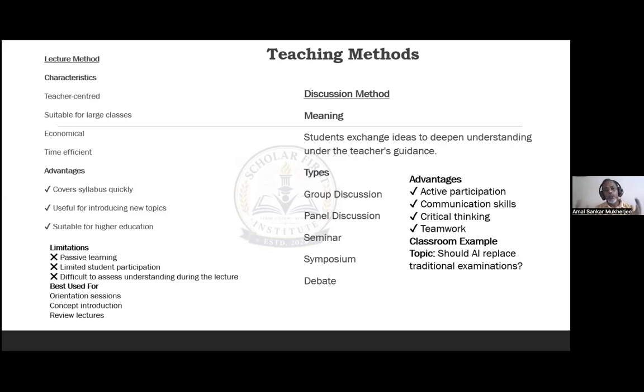Then students will do group discussions or panel discussions, and from there they generate ideas, and those ideas they will present to the teacher. The teacher will collate all these ideas in a nutshell and generate a particular outcome or result, giving the statement to make them understand about artificial intelligence and its functioning. So this is the situation where we can use the discussion method.